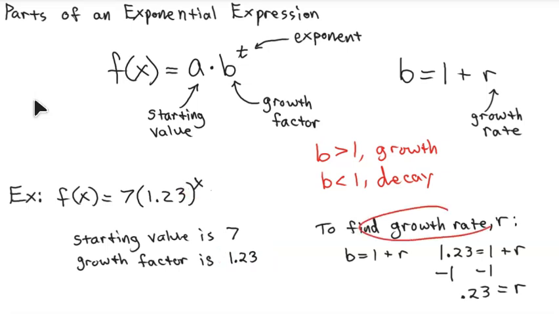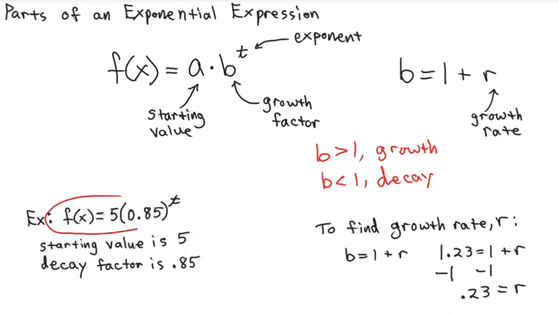Now, if we want to find the growth rate, r, we have to set up this equation, b is equal to 1 plus r. Well, b is 1.23, the growth factor. So 1.23 is equal to 1 plus r, and we can just do some simple algebra. We subtract 1 here, and that means we subtract 1 over here, and 1.23 minus 1 is equal to 0.23. So the growth rate r is 0.23. Okay, let's do another example like this.